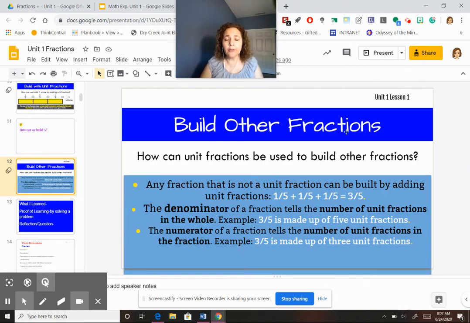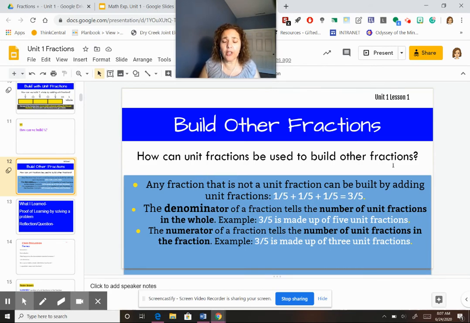All right, build other fractions. Like I said, we can build other fractions. How can unit fractions be used to build other fractions? Well, any fraction that is not a unit fraction can be built by adding unit fractions. So for example, if I wanted to build 3/5, all I have to do is add 1/5 plus 1/5 plus 1/5. That equals 3/5. It's not a whole, but I can still build it, okay?